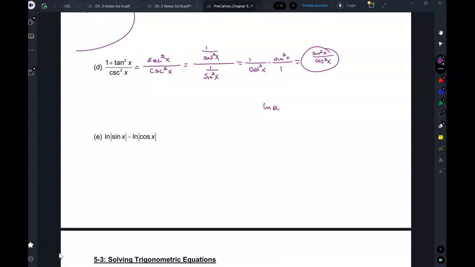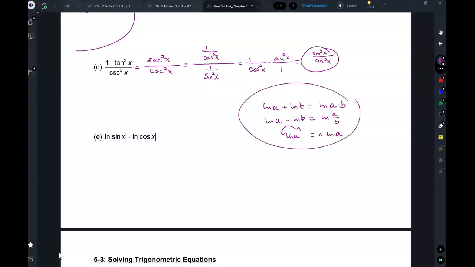In algebra 2, we learned that if you have ln of a plus ln of b, that's ln of a times b, remember? And then we learned ln of a minus ln of b is ln of a over b, correct? Then we also learned if you have ln of a to the power of n, what happens to the exponent? It moves down and becomes n ln of a. You guys remember that? Okay.